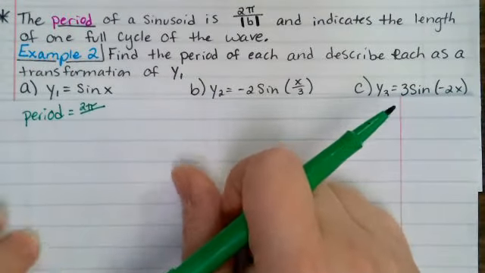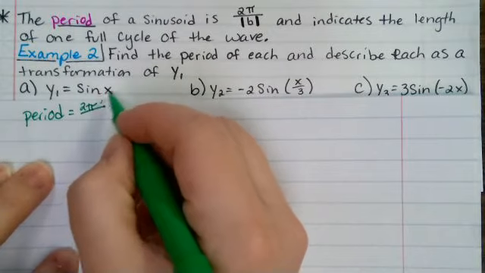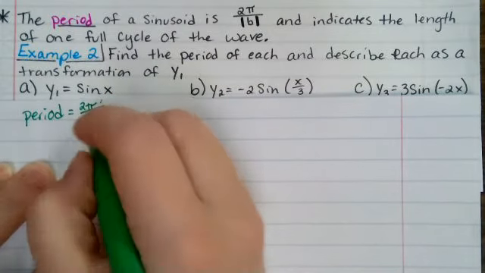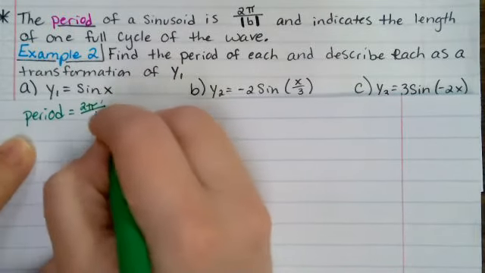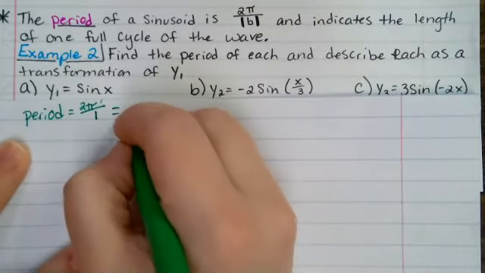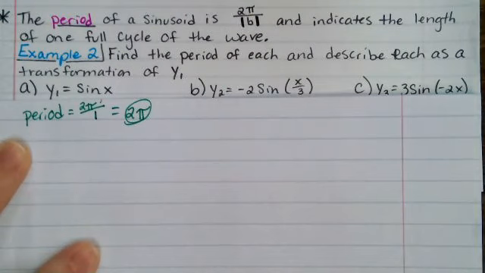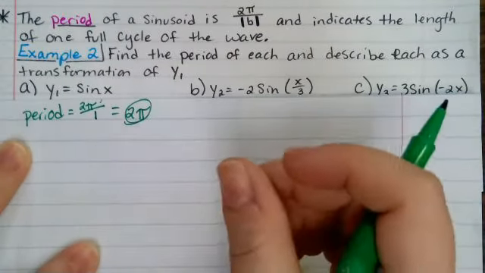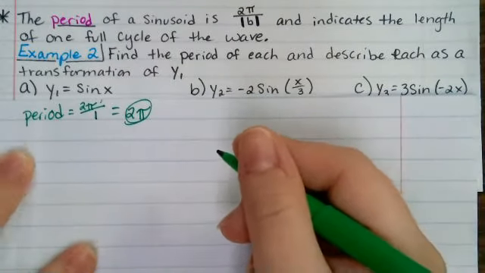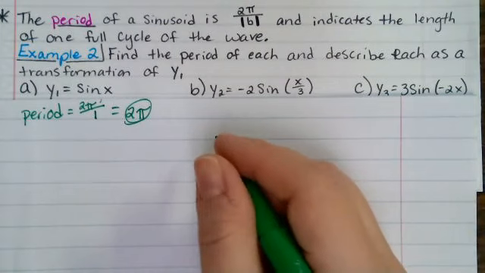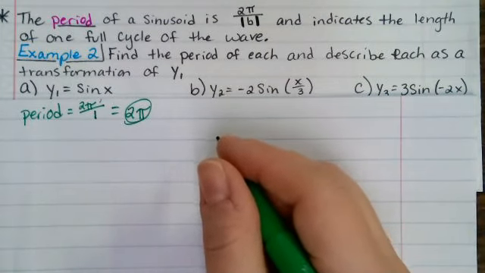All right, so I don't see a number in here. There's no number multiplied times that x, which means it's considered to be a 1, meaning my period would be 2 pi divided by 1, which is just 2 pi. So there's the period of that function. Now we've got to do the transformation part. So to talk about, well, no, I can't on this one because we're talking about transforming it from y1. So why would we do that? This is y1. All right, on to the next one.